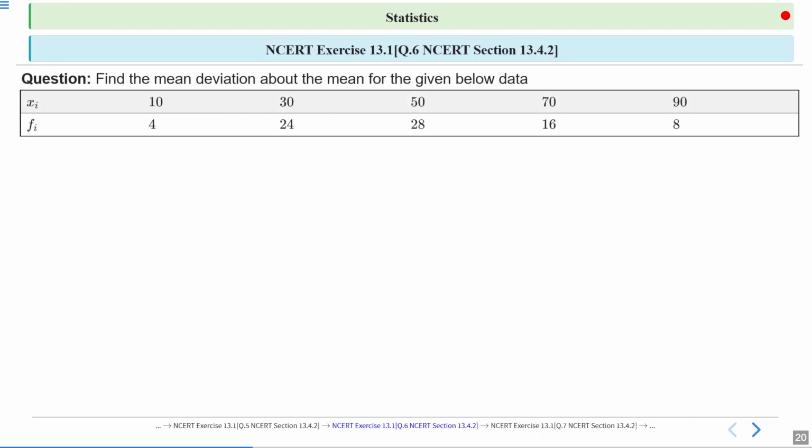Let's examine a question about mean deviation, which is a measure of how much the data values differ from the mean. The table shows two rows. The first row shows the values of x_i, and the values of x_i are 10, 30, 50, 70 and 90. The second row shows their corresponding frequencies f_i, and they are 4, 24, 28, 16 and 8. So first of all, try it yourself and then see the solution.